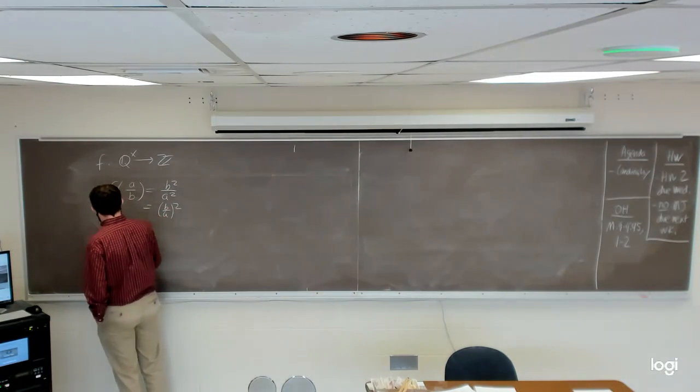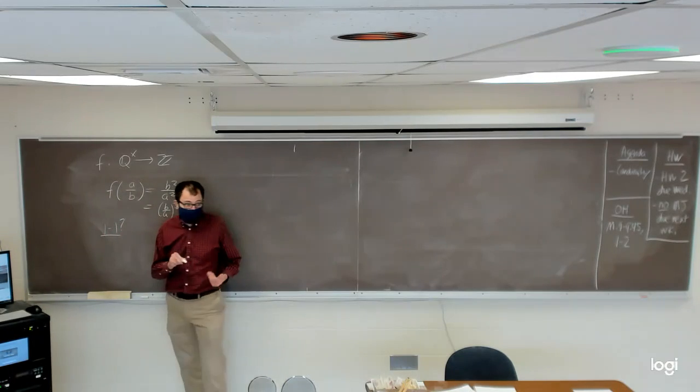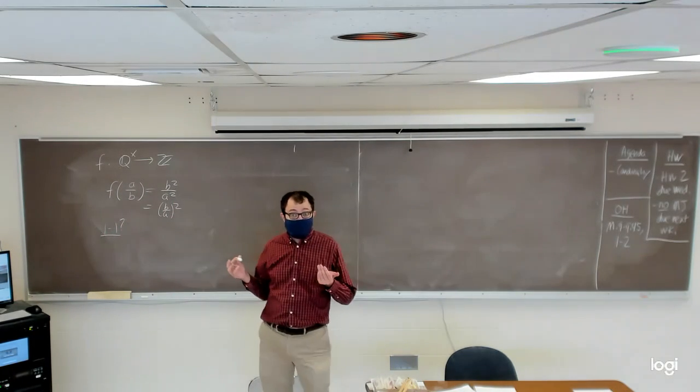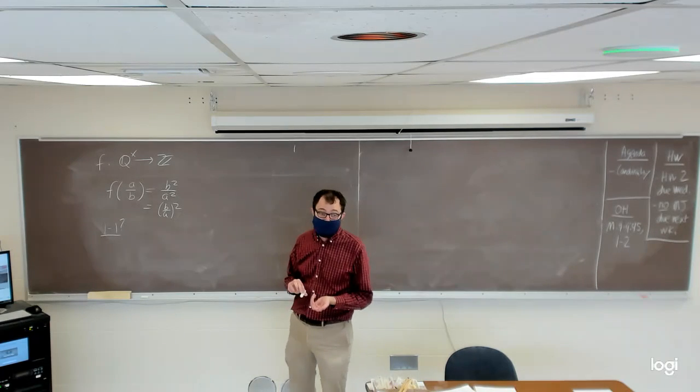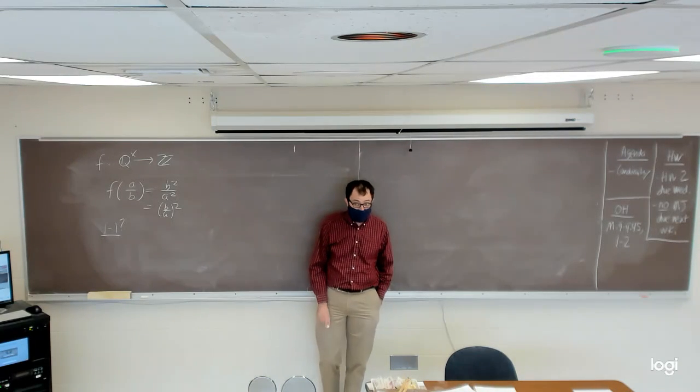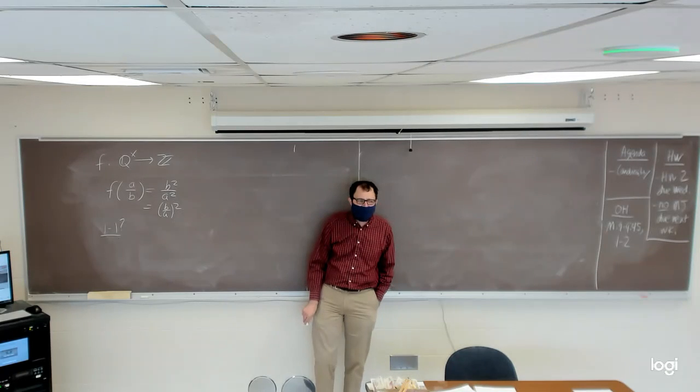So first of all, is this function one-to-one? Meaning, is it always going to be the case that no two inputs map to the same output? Or is it possible to have two different rational numbers that evaluate to the same result in the end? What do you all think?